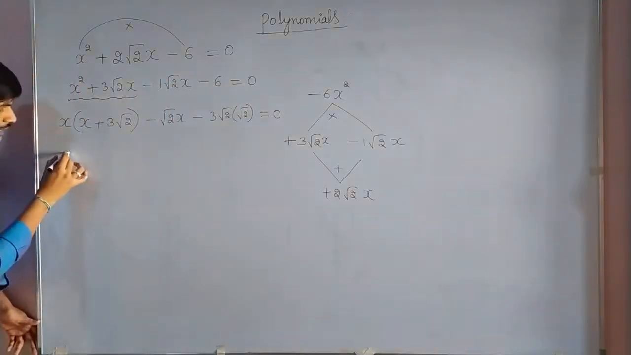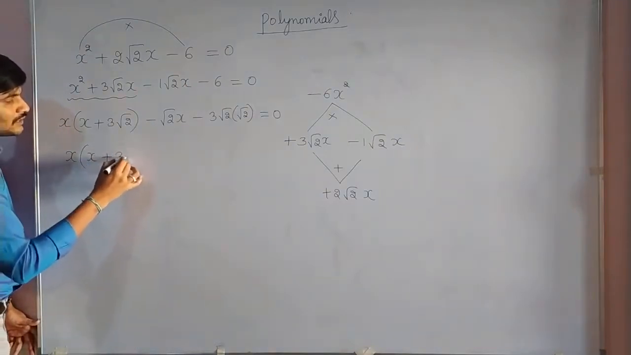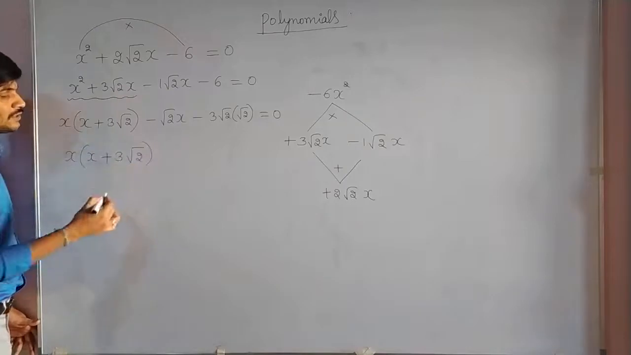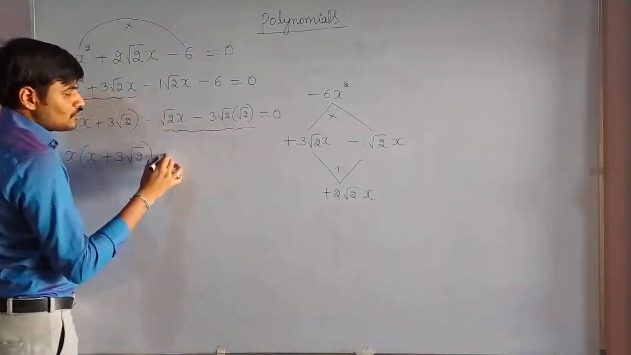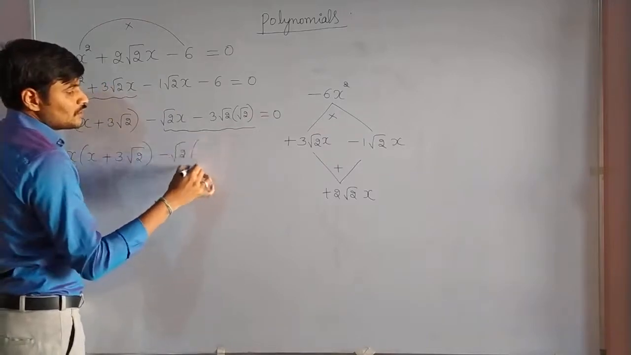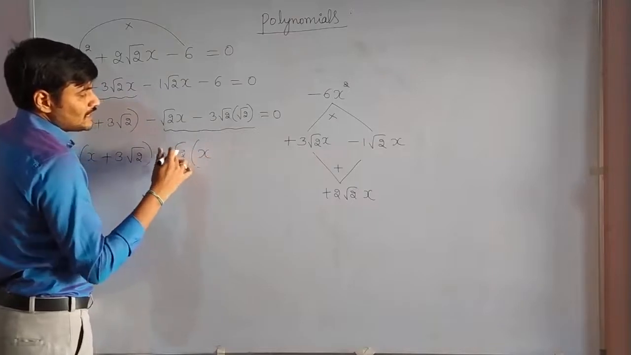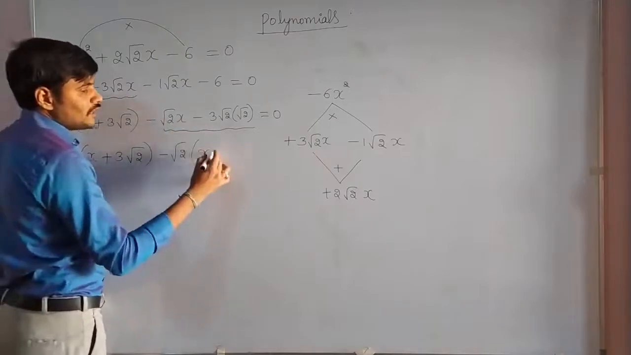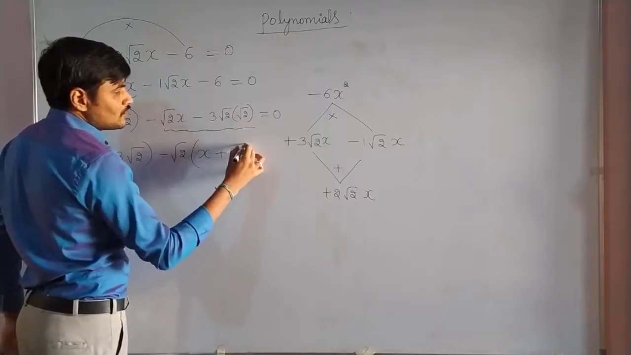As usual, in the first two terms we take x common, so you will get x into x plus 3 root 2. Now in these two terms we will take root 2 common. So it is left, minus into minus is plus, so root 2 cancels, and you will get 3 root 2.